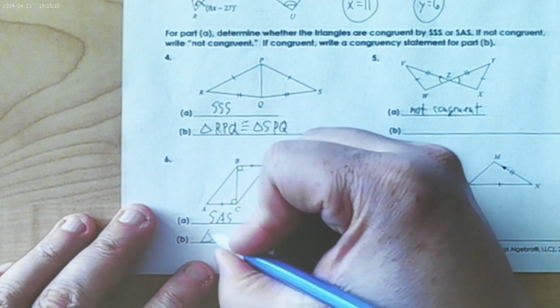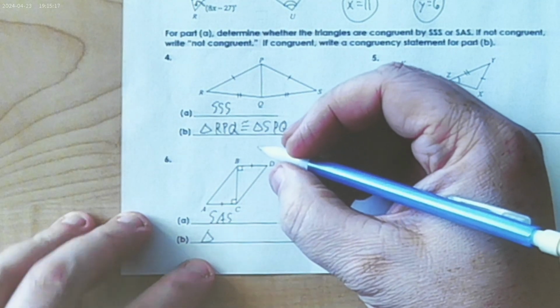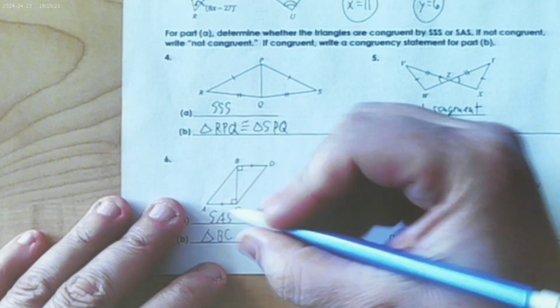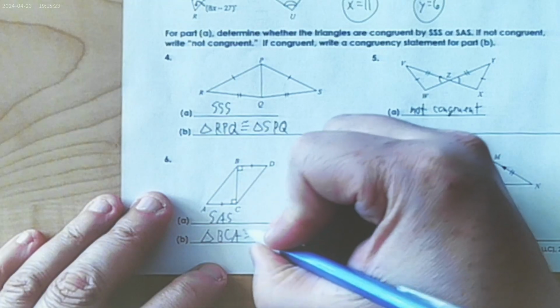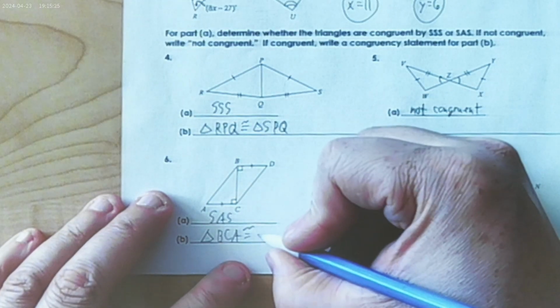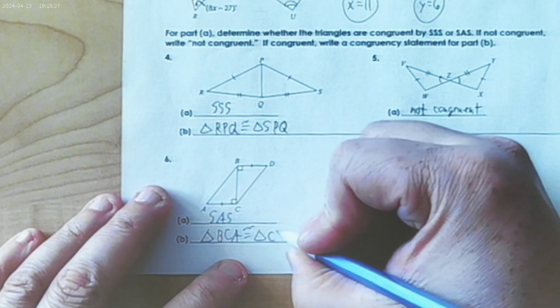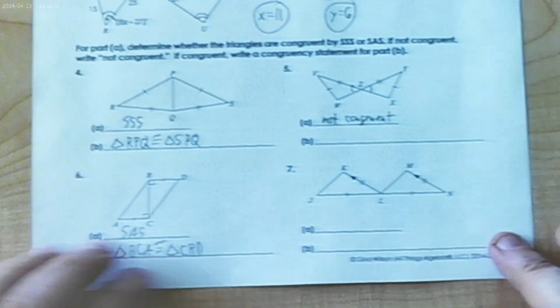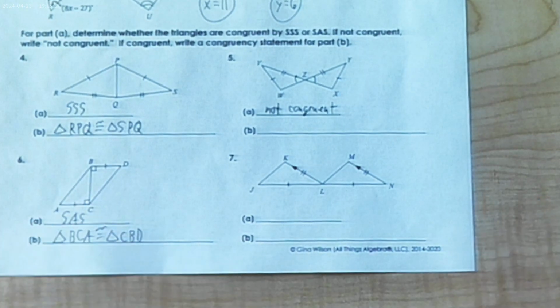So again, the problem with using a shared side is you have to be careful with writing the congruent statements. It's not like the end of the world, but you still want to be careful and make sure that you get it right.